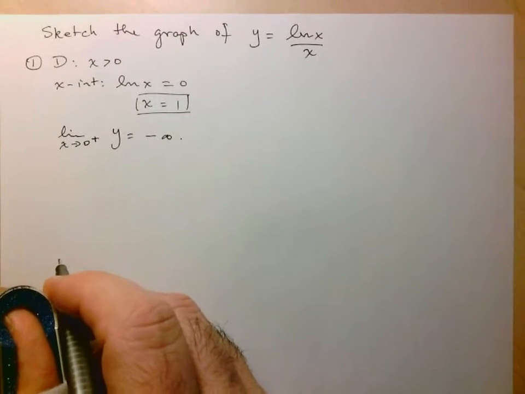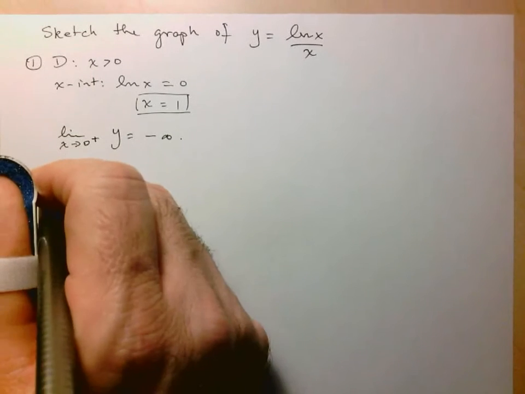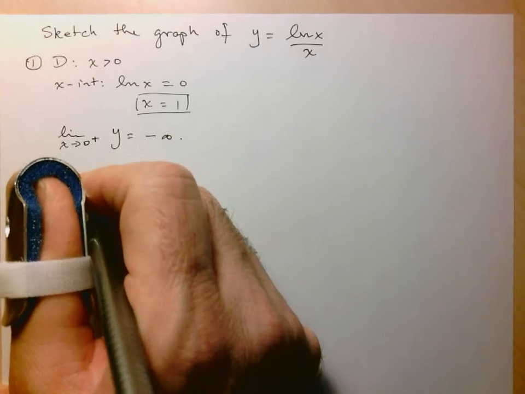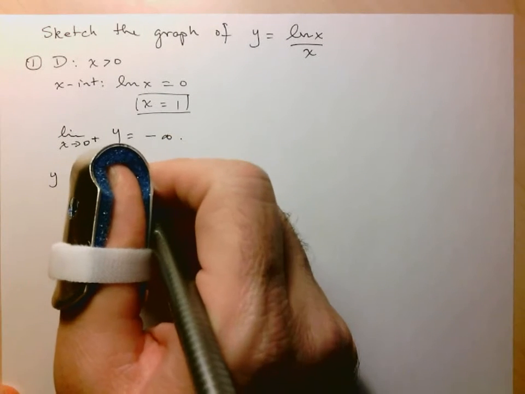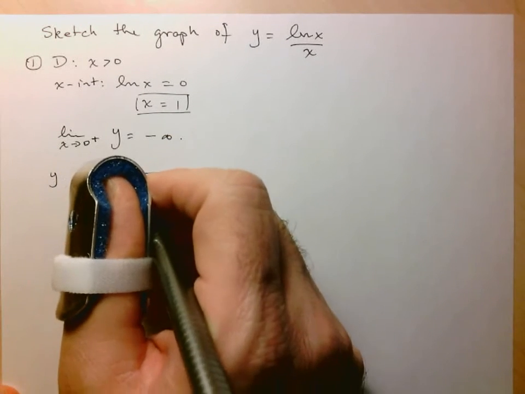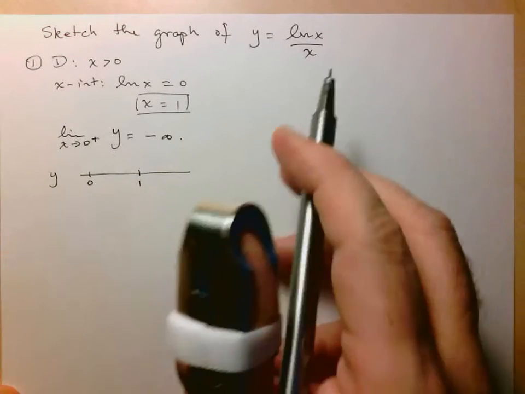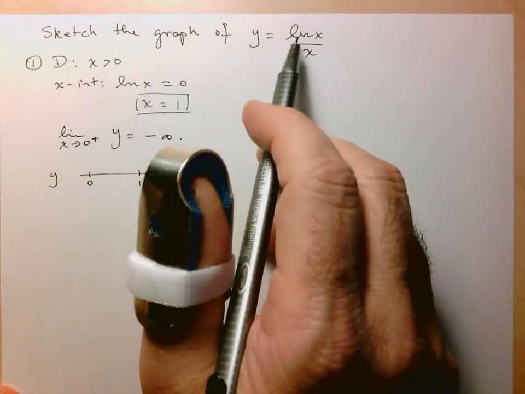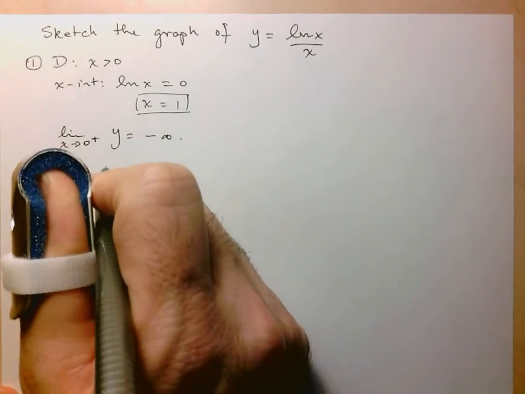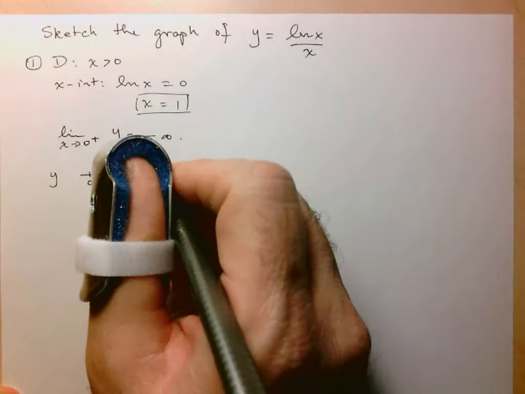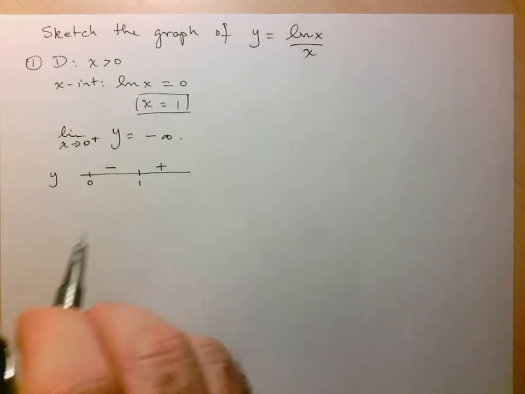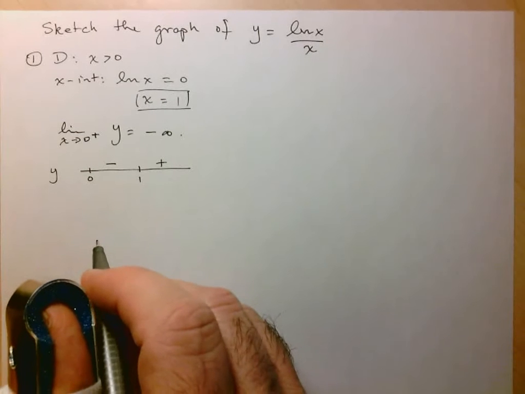Okay, let's take a look at the sign of the function. We're only interested in x greater than 0, and the only place that it could change sign is at 1. The denominator is always positive. So to the left of 1, ln x is negative, and to the right of 1, it's positive. So we know the function is negative between 0 and 1, and positive for x greater than 1.